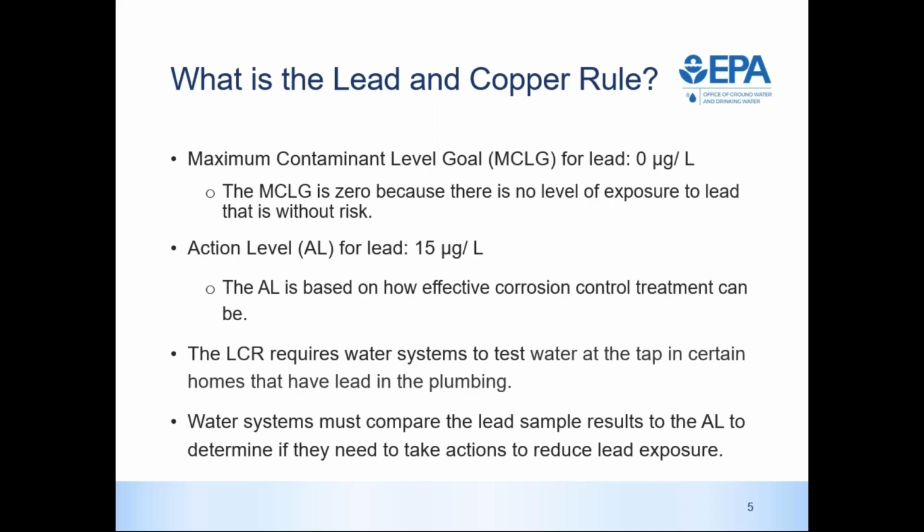The maximum contaminant level goal, or MCLG, for lead is 0 micrograms per liter. The MCLG is set at 0 because there is no level of exposure to lead that is without risk. The MCLG is not an enforceable level. The action level for lead is 15 micrograms per liter. The action level is based on how effective corrosion control treatment can be. It is not a health-based value. It is based on what is feasible.